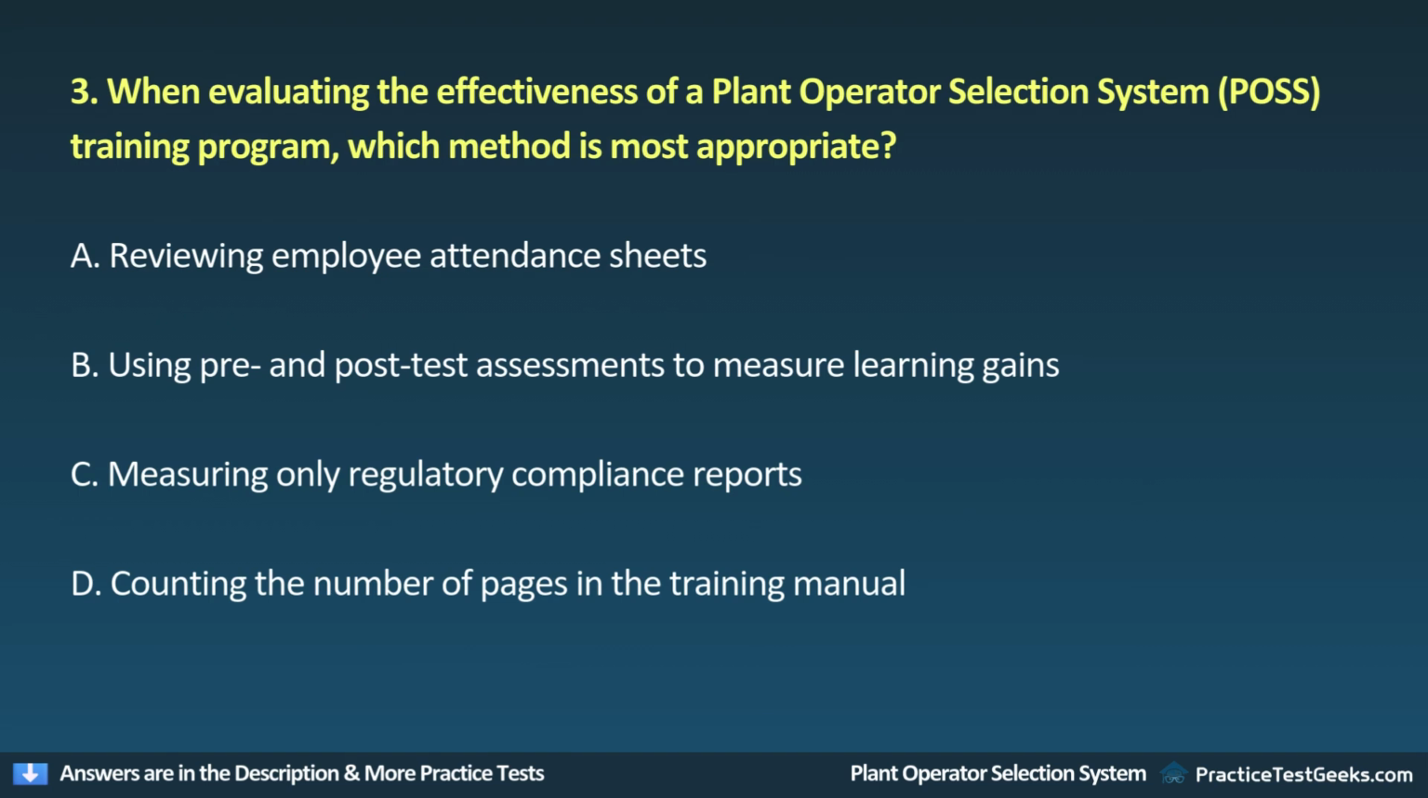3. When evaluating the effectiveness of a plant operator selection system (POSS) training program, which method is most appropriate? A. Revealing employee attendance sheets. B. Using pre- and post-test assessments to measure learning gains. C. Measuring only regulatory compliance reports. D. Counting the number of pages in the training manual.